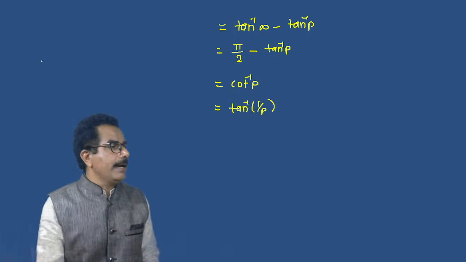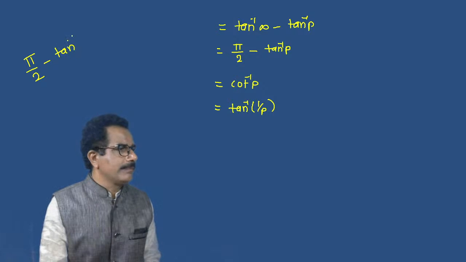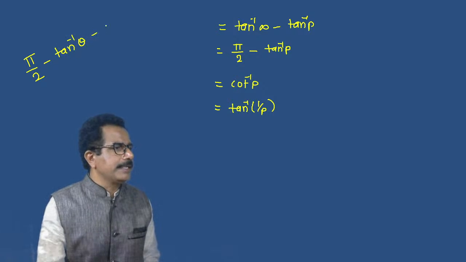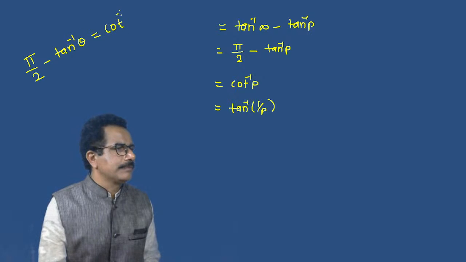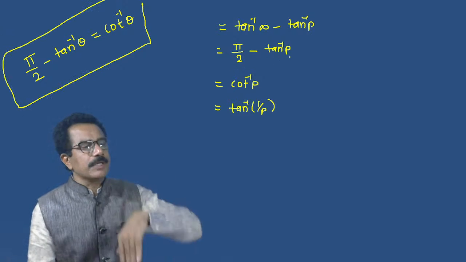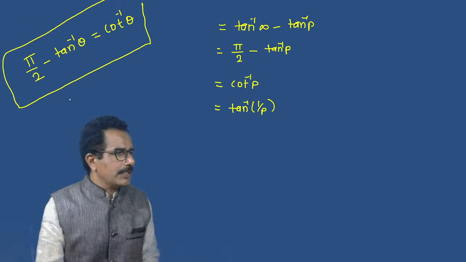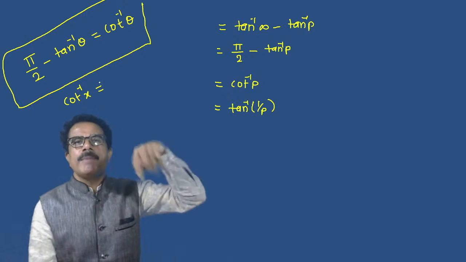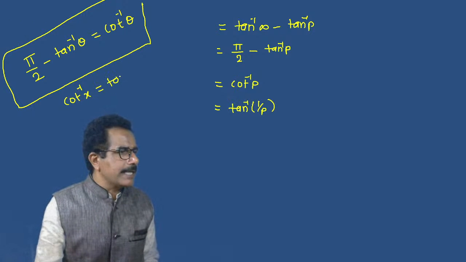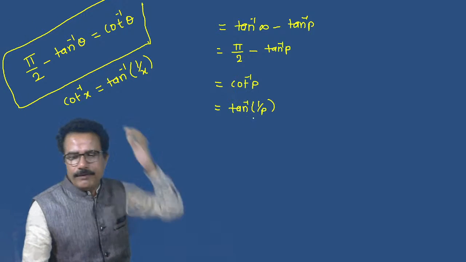Now there is one formula: pi by 2 minus tan inverse theta can be written as cot inverse theta. By using this formula, we can write pi by 2 minus tan inverse p as cot inverse p. Again, there is one formula: cot inverse of x can be written in the form of tan inverse of 1 upon x. So cot inverse of p we can write as tan inverse of 1 upon p.